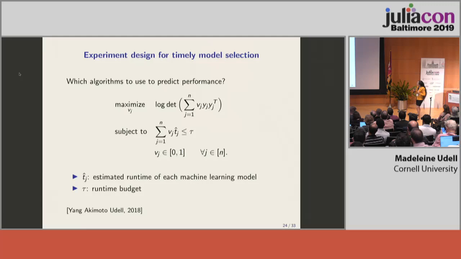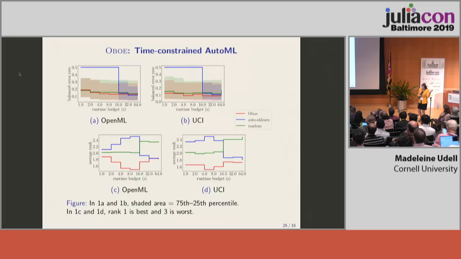So one constraint might be that the sum of the estimated times that will take us to fit each of these models is less than some max time tau. Okay. So subject to a runtime budget. So we can find the most informative models subject to a runtime budget by rounding the results of this convex program, which you could solve, say, using Convex.jl. When you do this, you get an entire model for time-constrained automated machine learning.